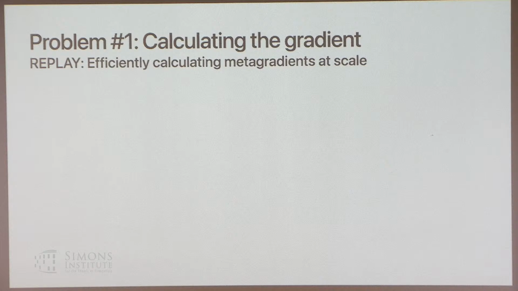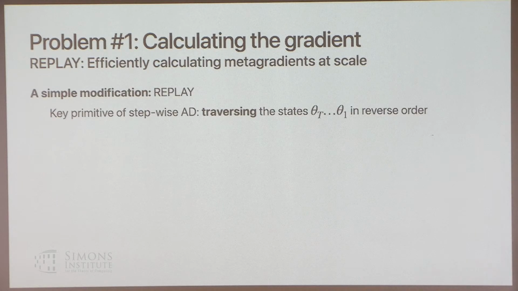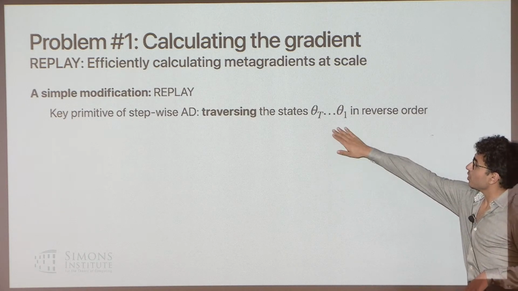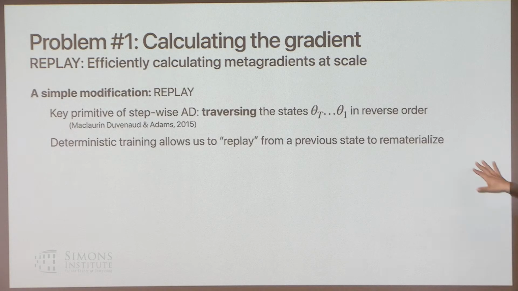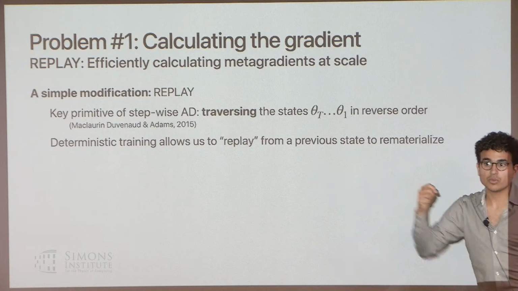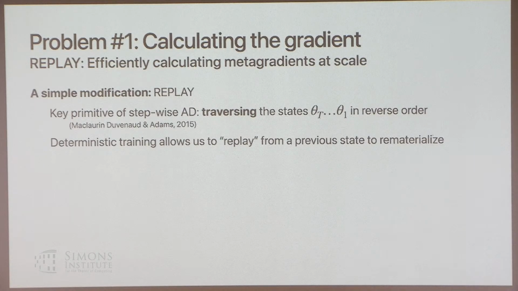OK. So our algorithm is actually going to be a really simple modification to this that, again, if you're familiar with AD, is actually going to look really familiar. And if you're Sasha, is going to look extremely, extremely familiar. But the insight here is to notice that the only primitive we needed to do stepwise AD is to be able to traverse the states from capital T all the way back to 1. And the way that we happened to do this was by saving every single state. But if we make training totally deterministic, then we can actually rematerialize states as we need them.